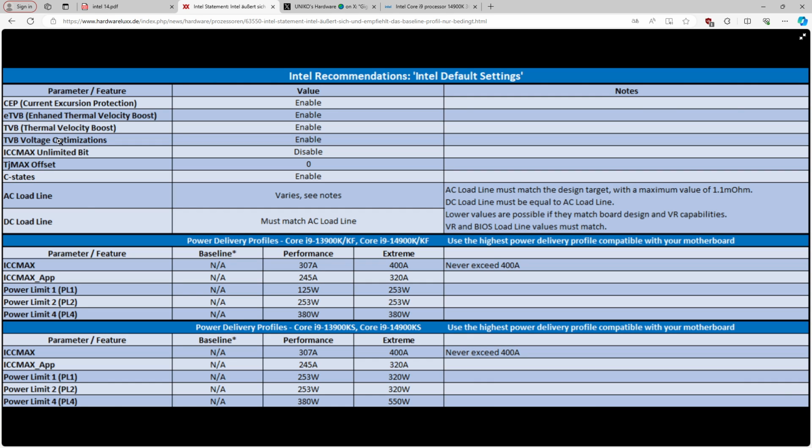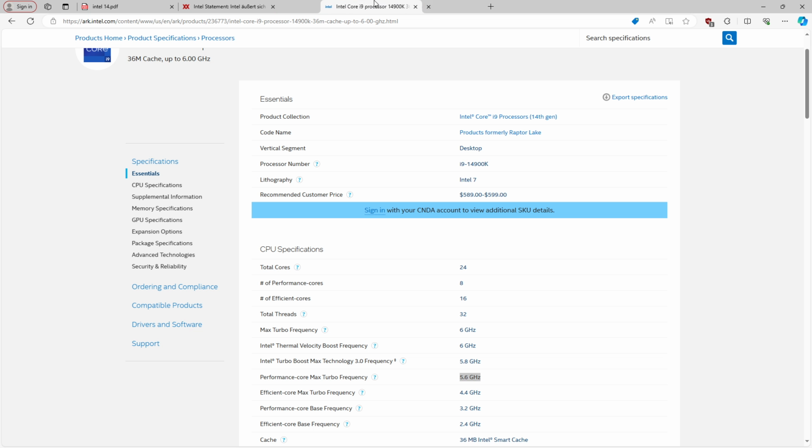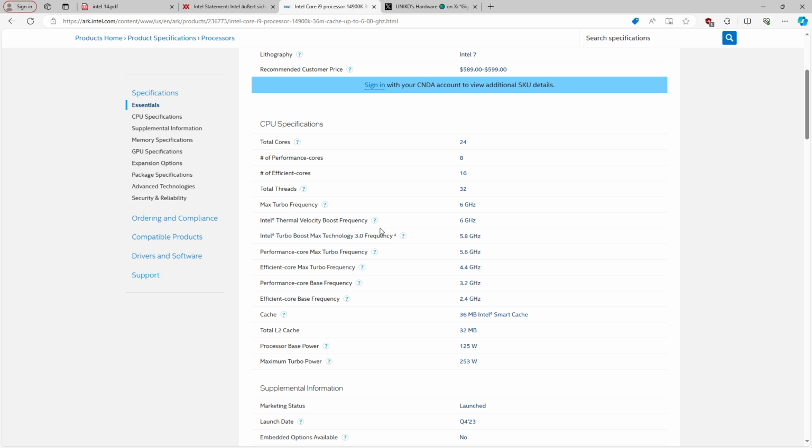And the reason this happens is because Gigabyte turns off the TVB functionality, and the way the TVB works on a 14900K is that you'll notice that the thermal velocity boost frequency is 6 gigahertz, and the performance all-core max turbo frequency is 5.6, not 5.7. So you might be wondering, why do these CPUs run at 6 and 5.7? Well, that's because TVB works really strangely compared to basically any other boost algorithm that you would encounter on modern hardware.